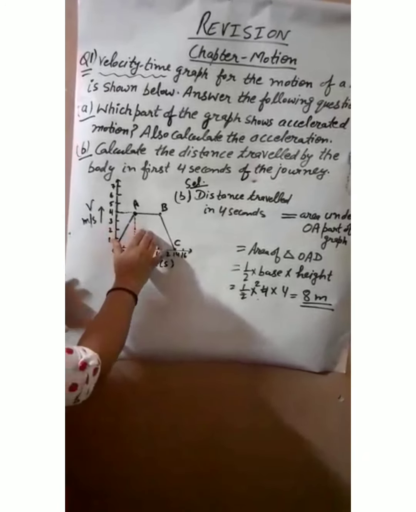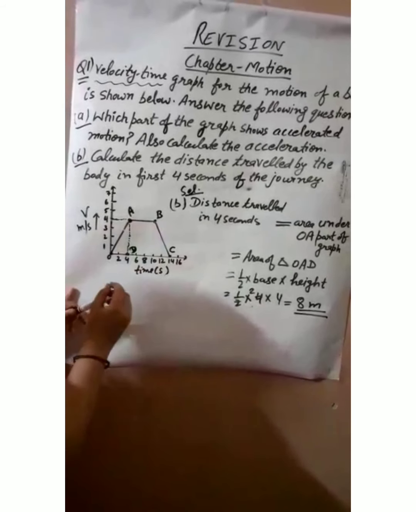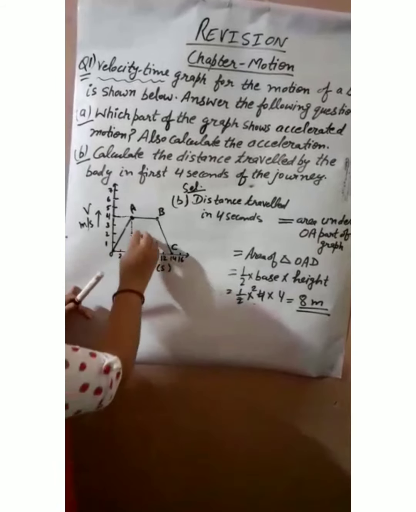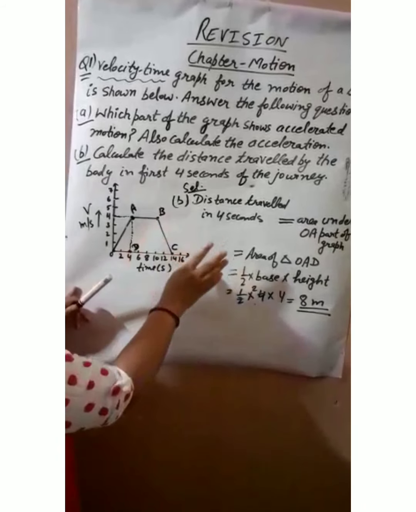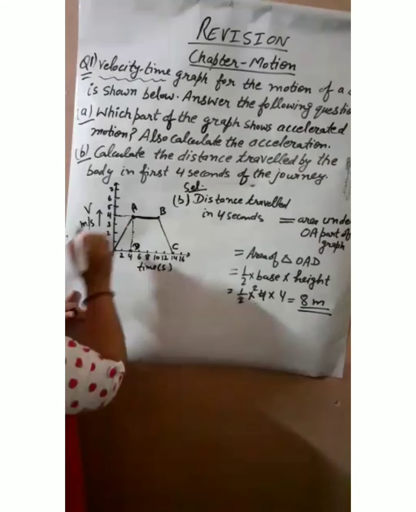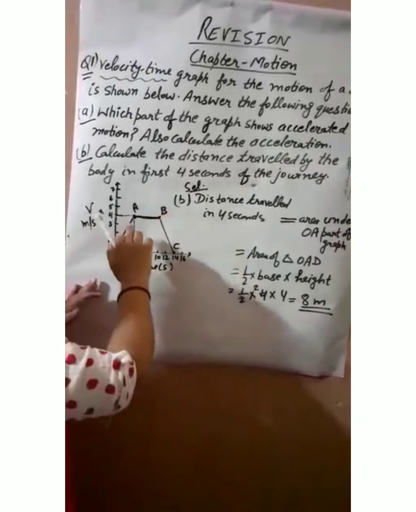Similarly, other questions can be asked. From this graph, find out the region where acceleration is 0. You know that when there is no change in velocity, at that time acceleration is 0. So in the AB region, there is no change in velocity of the body. That means in this straight line region, acceleration is always 0.